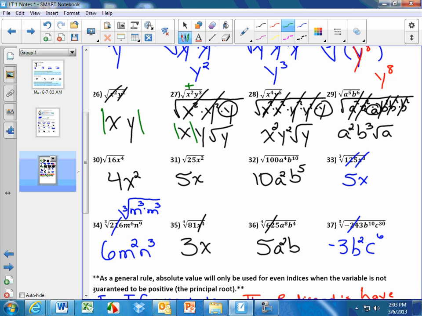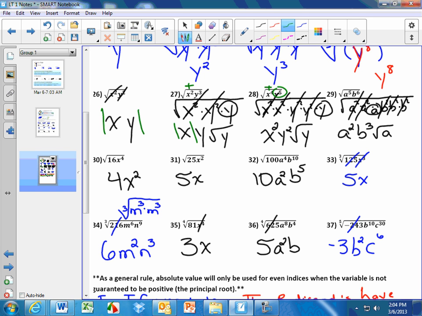2 more, 28. X to the 4th. Even index, even exponent, but what did it come out as? X squared. Y to the 5th. Is that even? No, so y doesn't need them for the same reason as 27. X to the 4th is guaranteed to be positive, which forces y to the 5th to be positive, and furthermore, forces y to be positive.